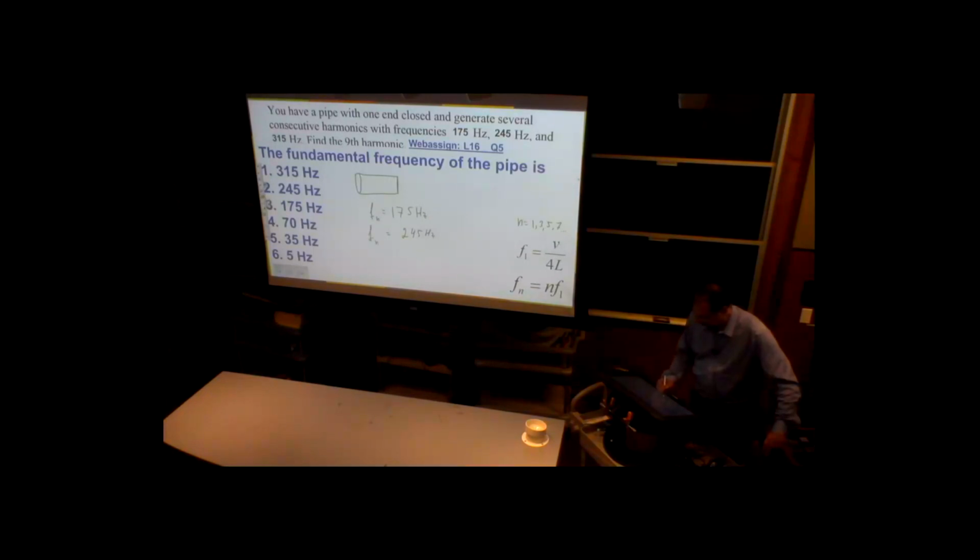So now odd numbers go by 2. So this is n times the first mode, and this is n plus 2 times the first mode. And of course, don't forget parentheses. And of course, now we can do the same mathematics. If we do subtraction, 70 will be equal to 2 times the frequency, which makes it 35.